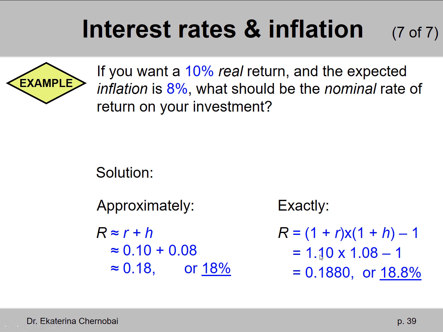So 1.1, that's 1 plus 0.1 in decimals, the real rate, times 1.08, which is the same thing as 1 plus 0.08, the inflation rate. And then you subtract 1. And when you simplify it, you get 0.1880, or 18.8%. So approximately 18%, exactly 18.8%. The two answers are pretty close.